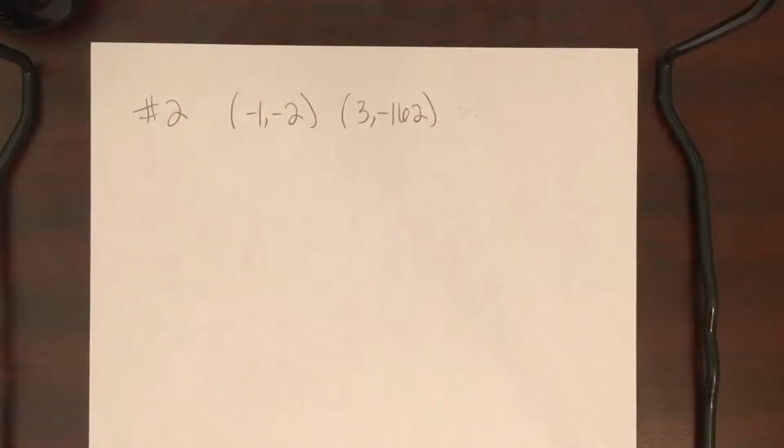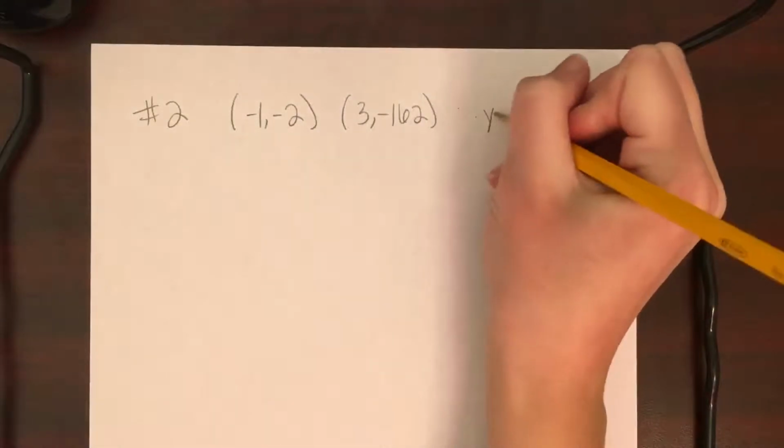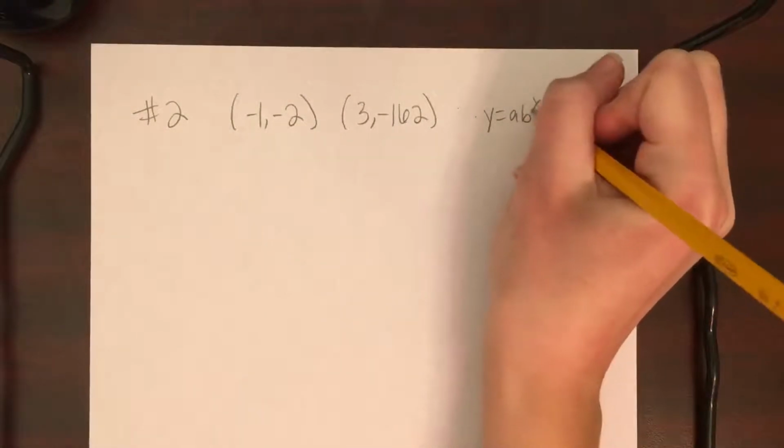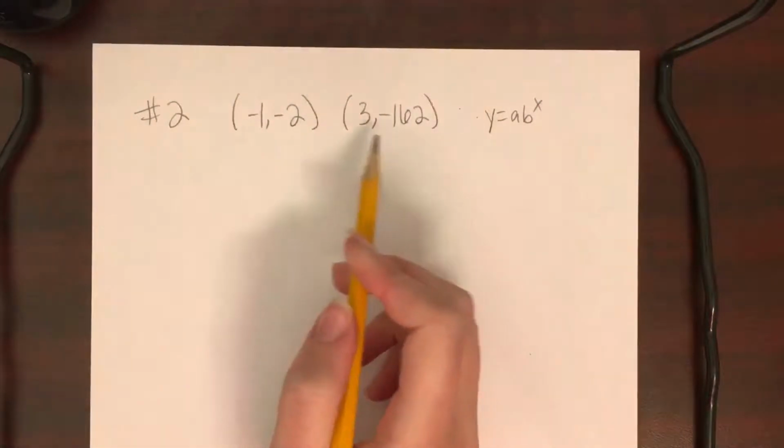All right, let's look at another problem where we're going to find the exponential equation, which again is of the form y equals a times b to the x, that passes through these 2 points.